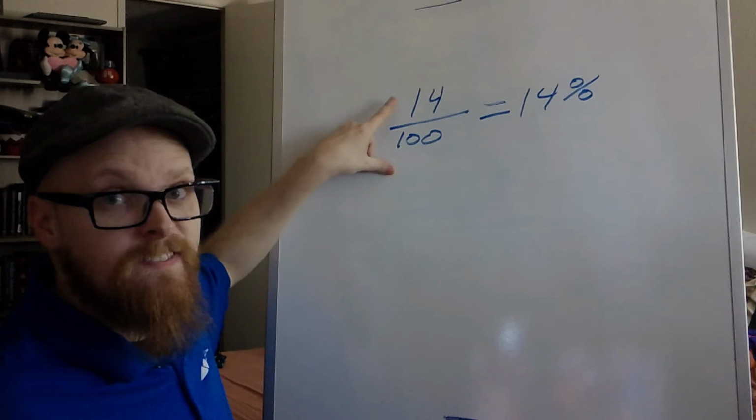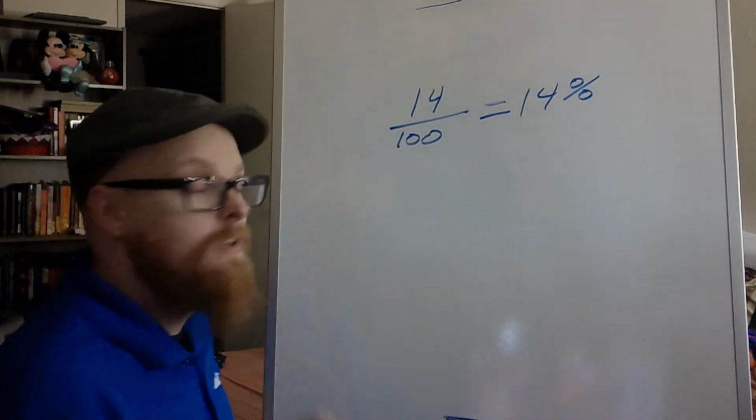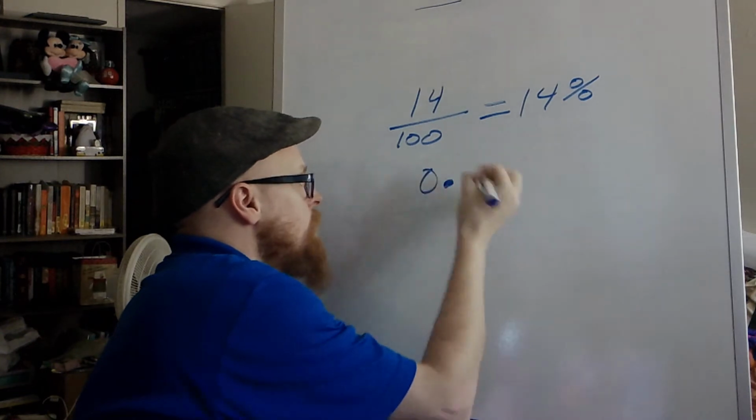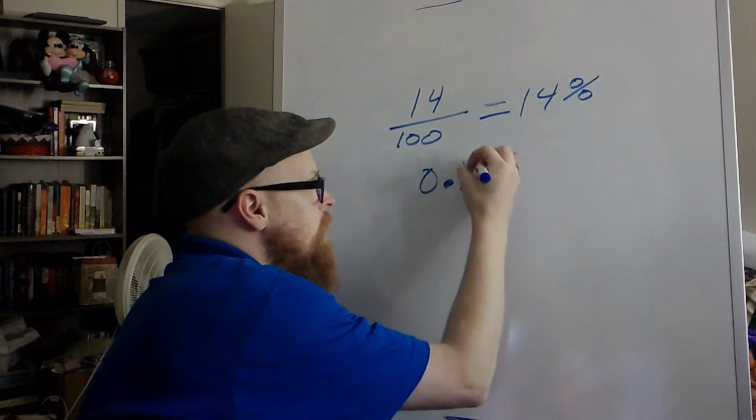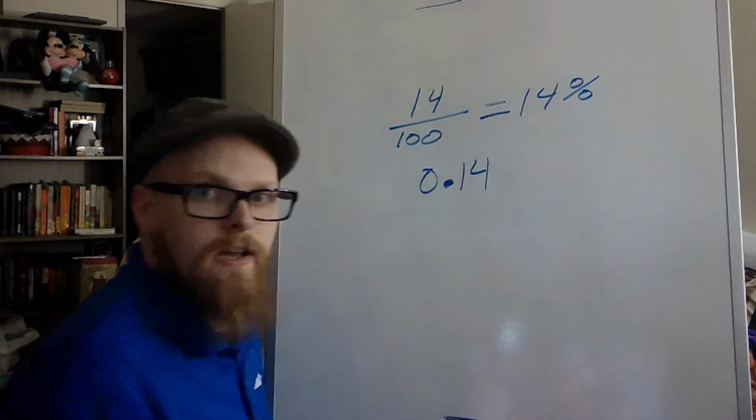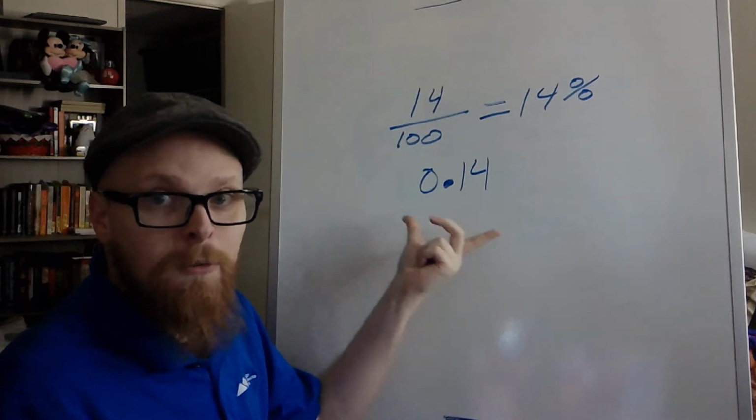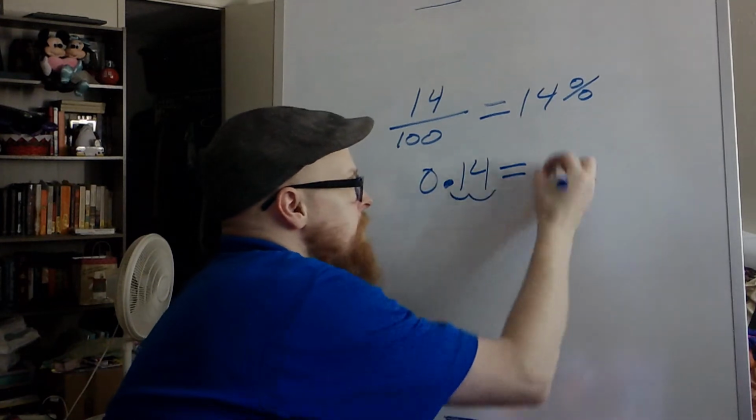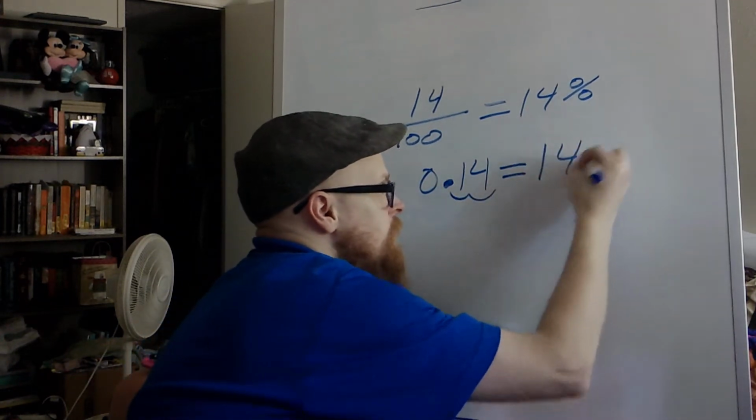Okay? This is 14 hundredths. And remember our place values, right? I've got zeros, tens, hundredths. And then we change that 0.14 to a percentage by moving it twice, right? And I end up with 14%.